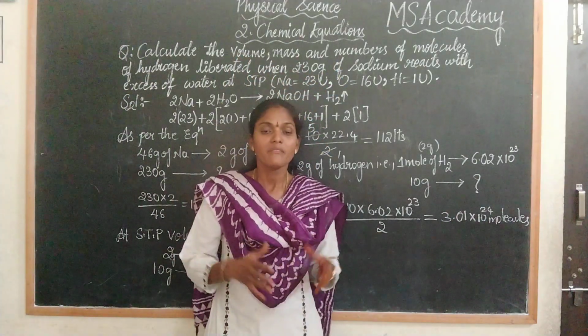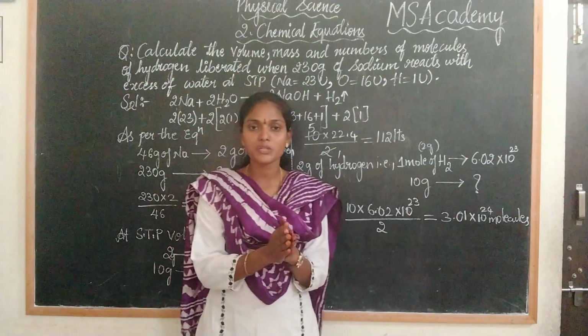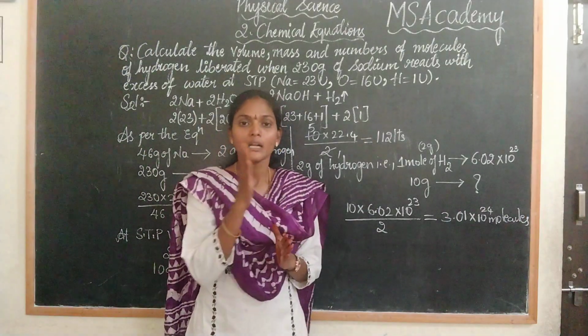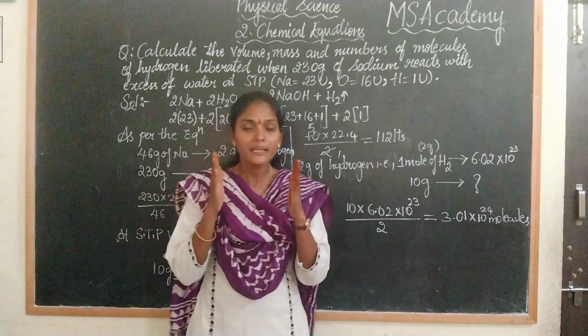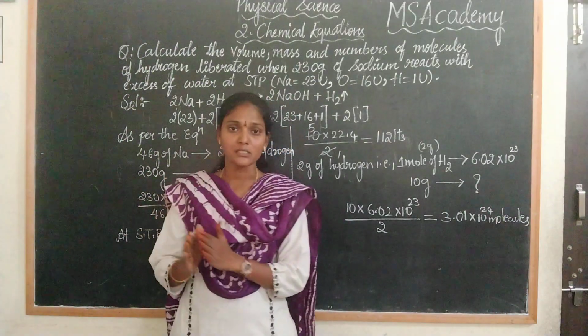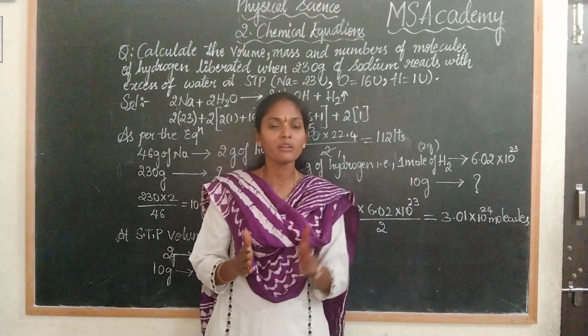In this way we can calculate. In this problem, you just have to remember that this equation is taking place at STP. STP is standard temperature and pressure. Under this condition, the volume occupied will be 22.4 liters. The temperature is 273 kelvins.